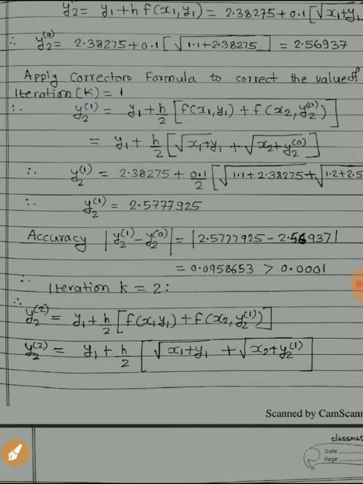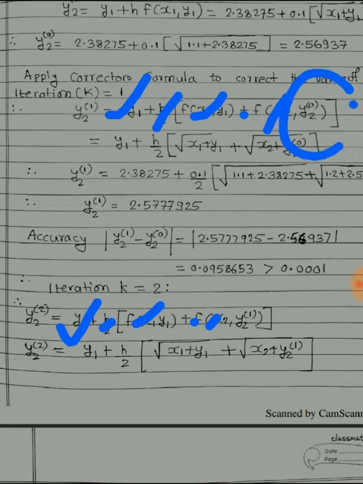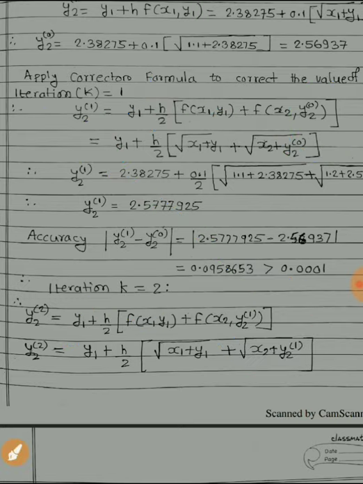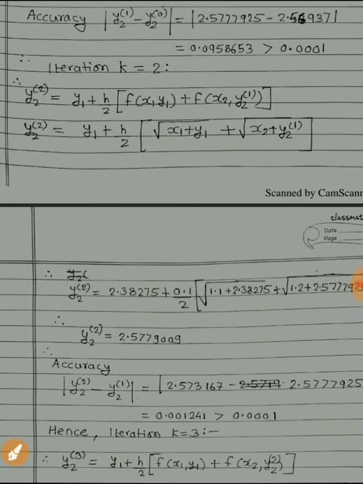There is only one difference. See, y1 is the same, h by 2 is the same, f of x1 y1 is the same, plus f of x2 is the same, but instead of y2 raised to power 0, it has become y2 raised to power 1. It means this value is taken here. I hope you understand this, right? So if I put the values in this equation, again I will get the second iteration.